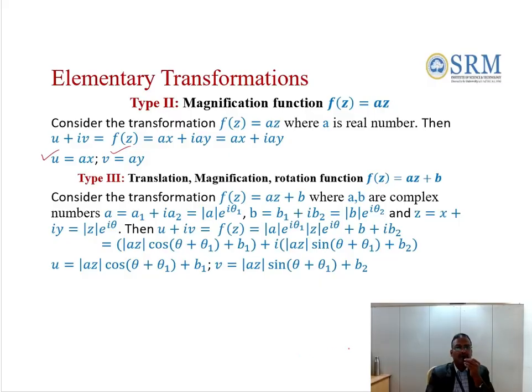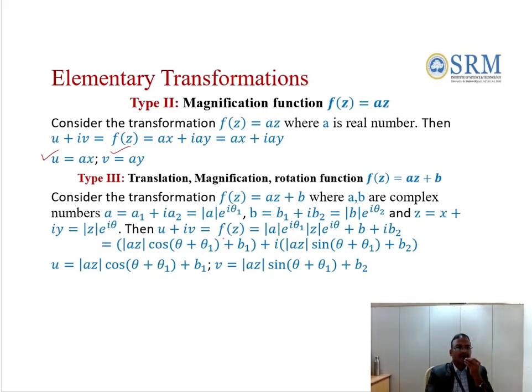Then the third type is translation, magnification and rotation function, that is f(z) = az + b. Here a, b, z are all complex. So a = a1 + ia2 and b = b1 + ib2. Already we have seen the definition of the complex number through the polar coordinates. So it can be written as a = |a| e^(iθ1), and b = |b| e^(iθ2), where θ2 is another angle. Similarly, z = x + iy, that is equal to |z| e^(iθ).